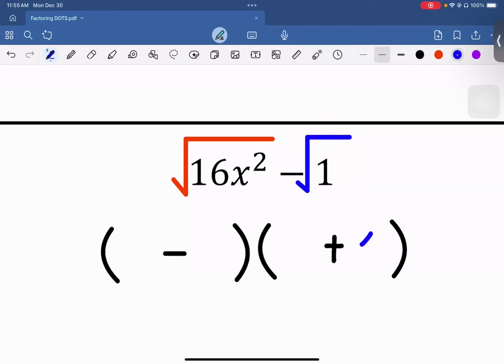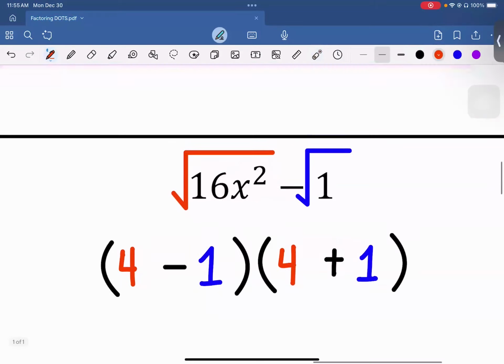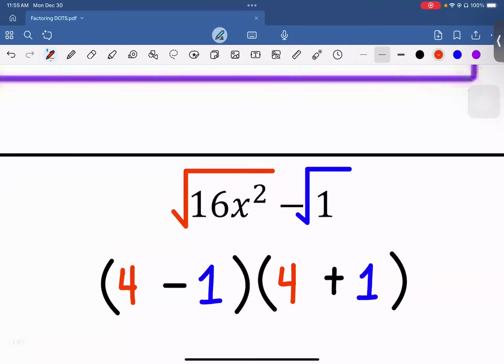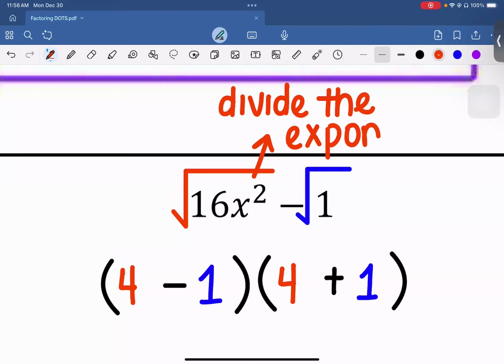1 times 1 is 1. So the square root of 1 is 1. So I'll put that here. And then anytime we're taking the square root of something that looks like this, I want to deal with my numbers first, and then I'm going to deal with my variables. So here, the square root of 16 is going to be 4. So I'm going to put a 4 here. I'm going to put a 4 here. Then x squared, anytime you're taking the square root of a variable with an exponent, you're always going to divide. Let me write that. Divide the exponent by 2.